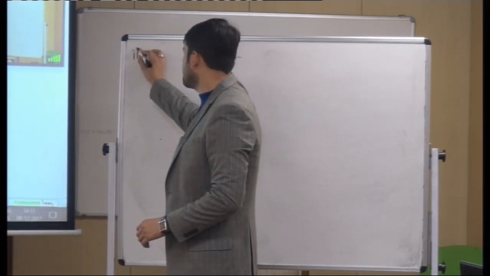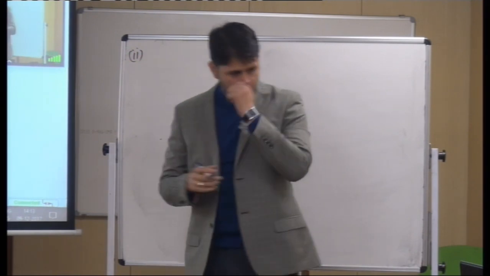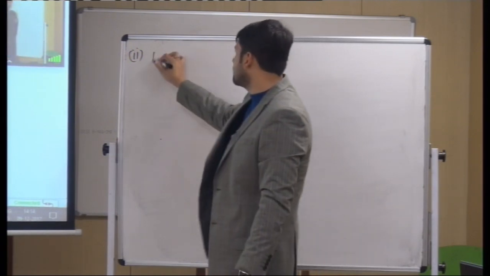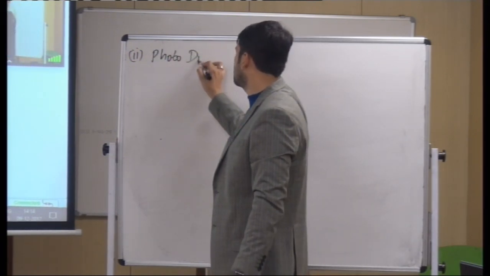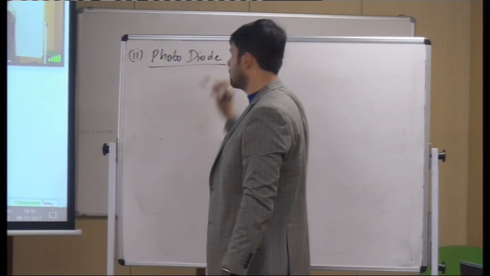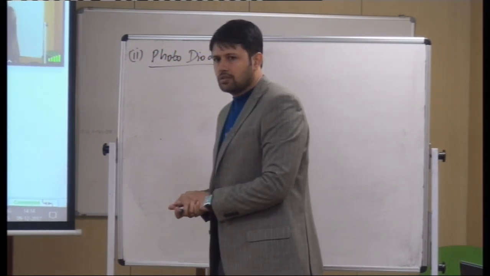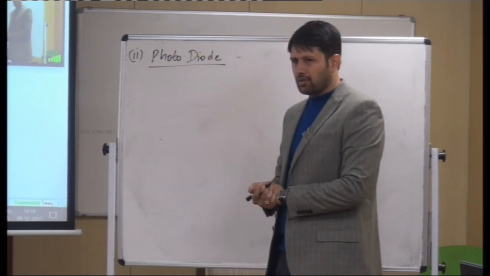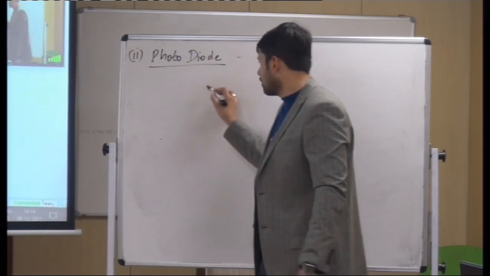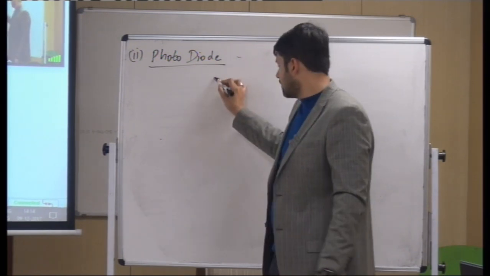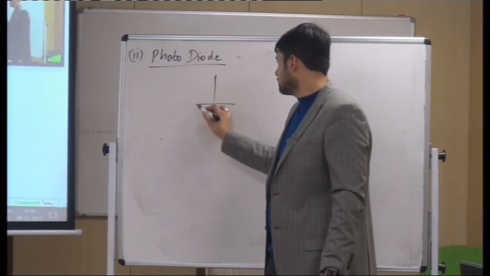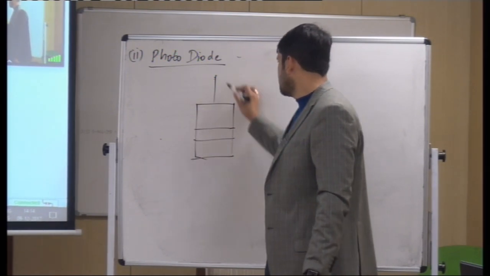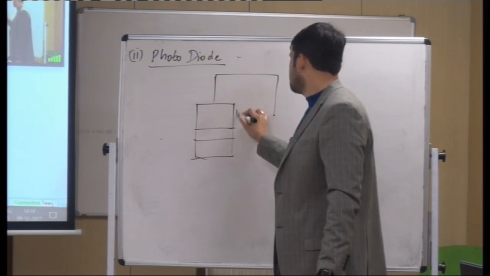The second special purpose diode is, the first one was Zener, the second one is photodiode. A photodiode is a normal diode. Let's say this is a photodiode, this is the depletion layer, and P side, N side.